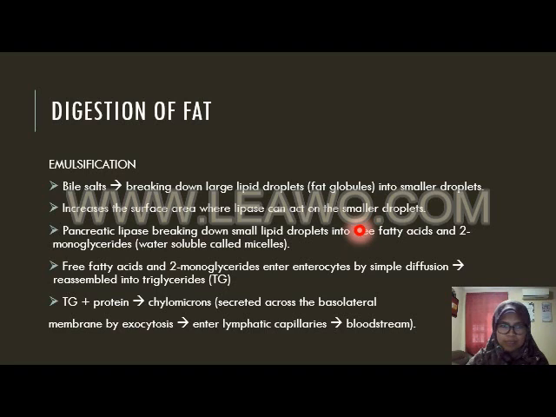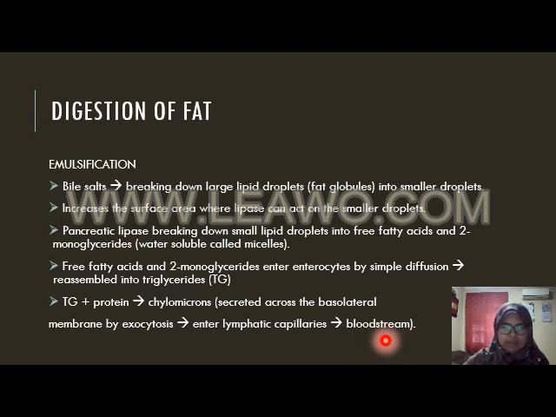The enzyme that is responsible for fat digestion is lipase, and it's also secreted by the pancreas. Pancreatic lipase breaks down small lipid droplets into free fatty acids and 2 monoglycerides. This is the basic compound of fat, which is fatty acid and 2 monoglycerides, and this is water soluble, called micelles. Free fatty acids and 2 monoglycerides enter enterocytes by simple diffusion and reassemble into triglycerides. These triglycerides then bind to protein and form chylomicrons. This chylomicron is secreted across the basolateral membrane by exocytosis and enters the lymphatic capillaries, and later on the bloodstream.